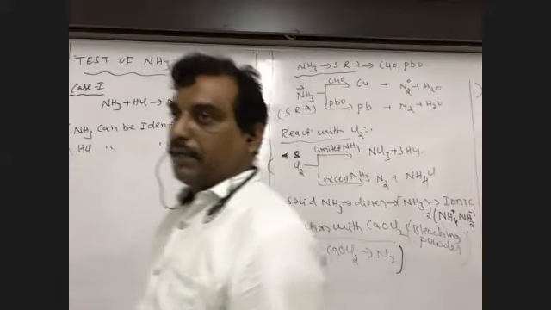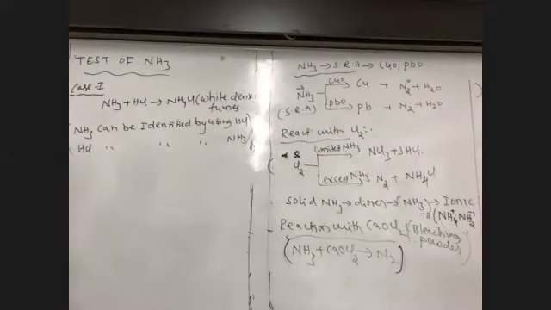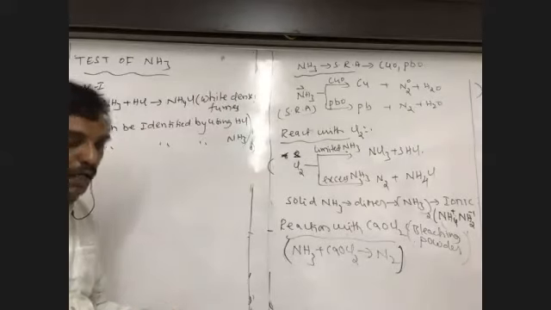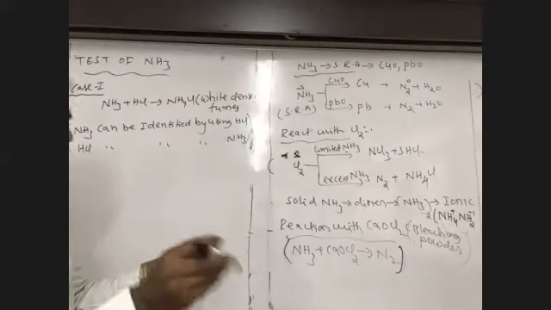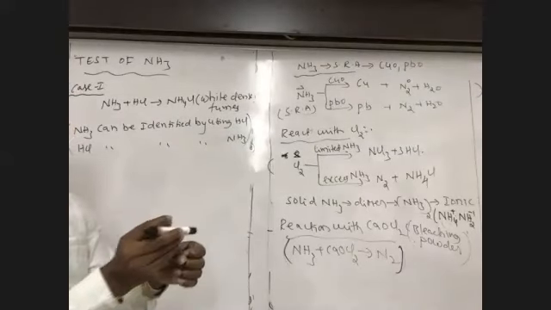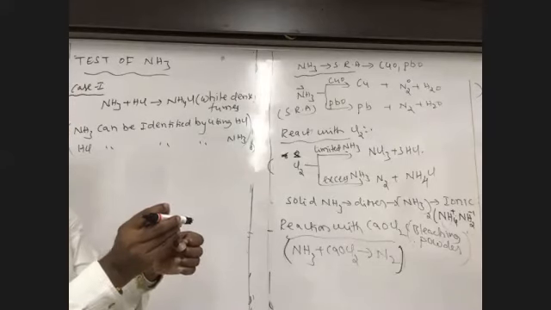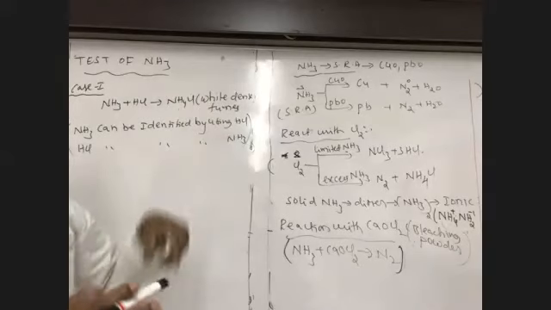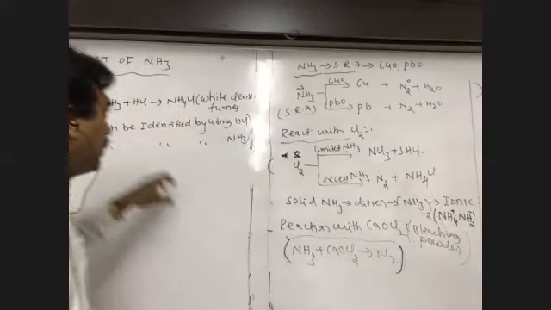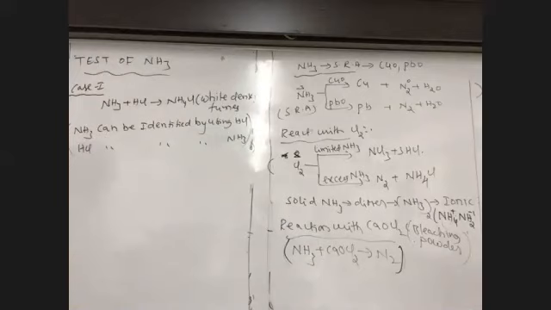Here some sample is given. The sample contains ammonia. How can you identify it? We have to take a glass rod. The glass rod is dipped in HCl solution and kept at the mouth of the ammonia sample. In that case, ammonia reacts with HCl to form white dense fumes. The formation of white dense fumes indicates the given sample contains ammonia solution.